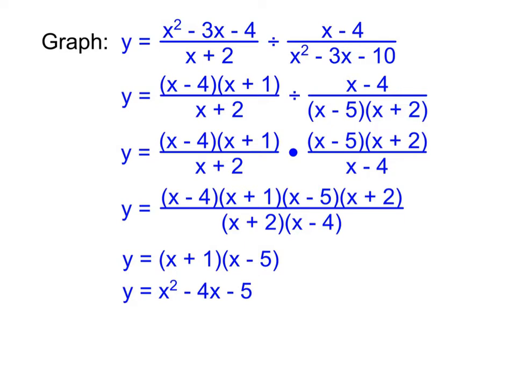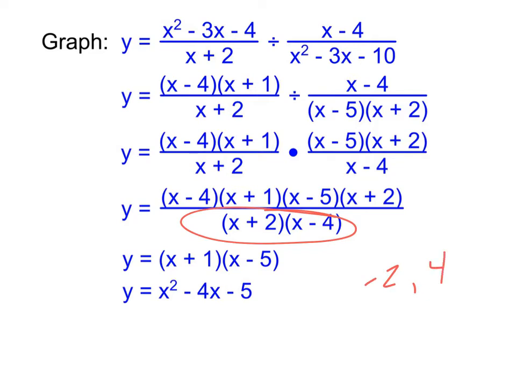But this did start as a rational expression. And so I need to include the restrictions here. Remember, the restrictions are anything that would ever have made the denominator equal 0. Well, I got a few different things. Right here I can see two of them. I can see that it's not going to be able to be negative 2 or 4.